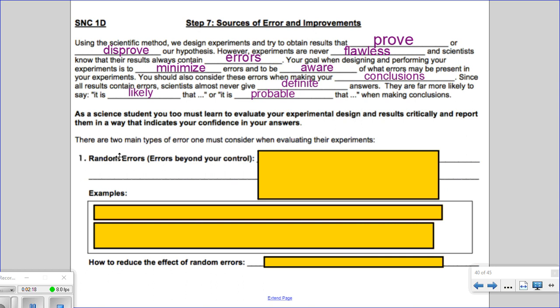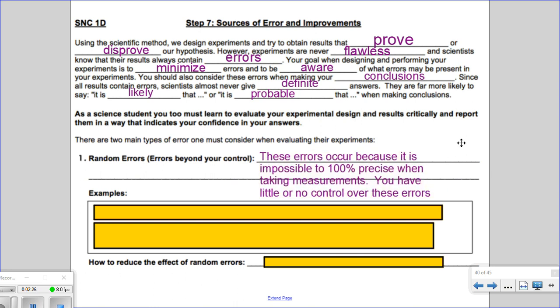So there are two main types of errors one must consider when evaluating their experiment. First, there are random errors. These are errors beyond your control. These errors occur because it is impossible to be 100% precise when taking measurements. You have little to no control over these errors.